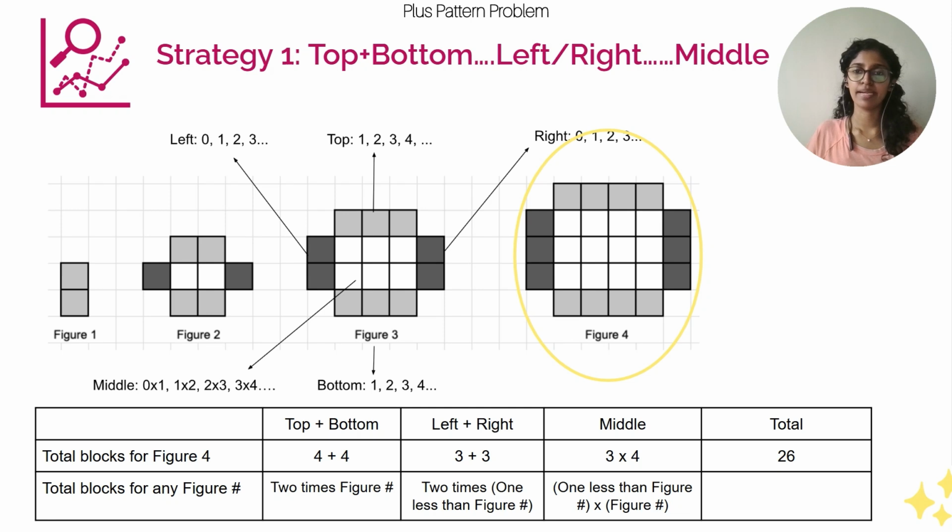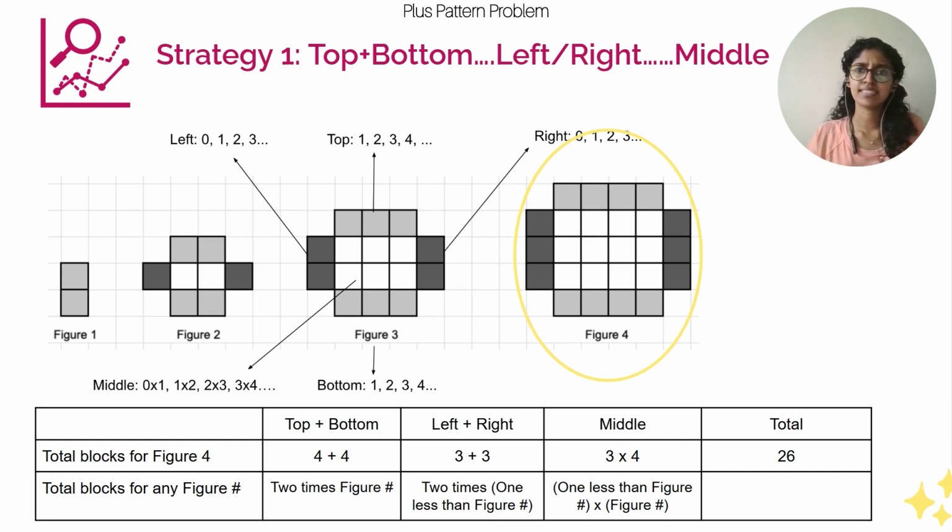Now let's move into the middle part. If you clearly observe, the number of columns is equal to the figure number, and the number of rows is one less than the figure number. So that means it's a 3 by 4 rectangle that's formed here in the unshaded part, as you can see. So the sum of all of these is the number of blocks in figure 4, right? This is one strategy the students might come up with.